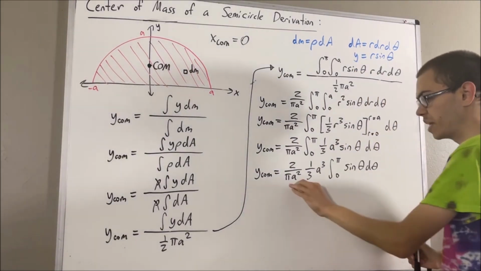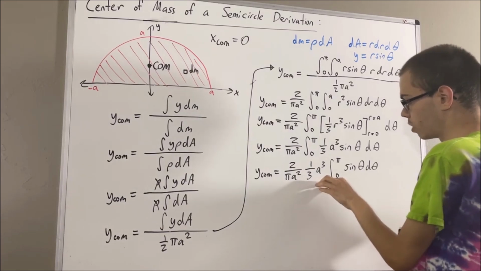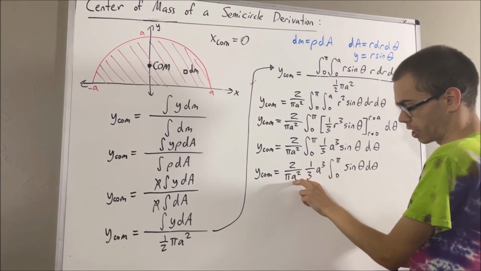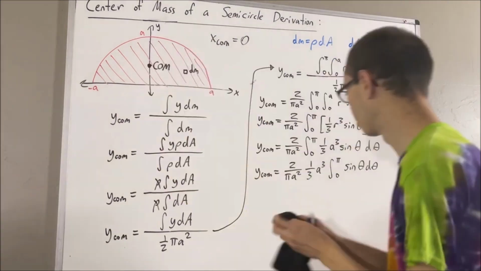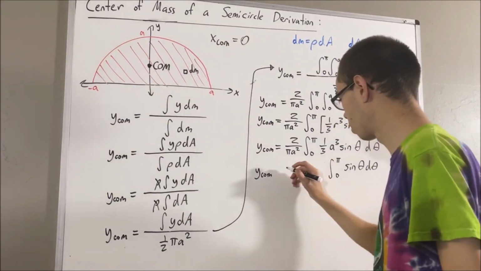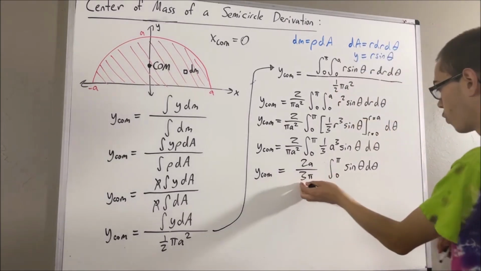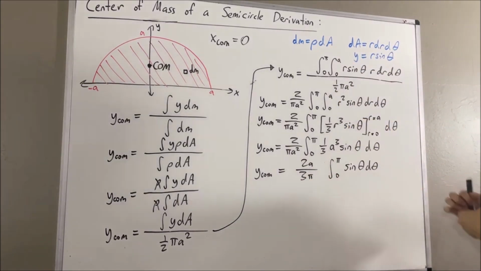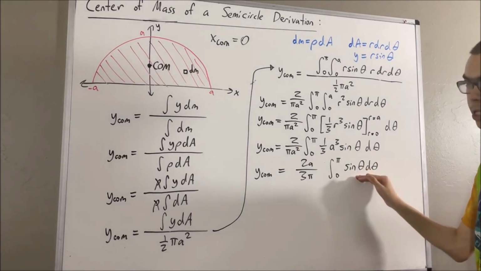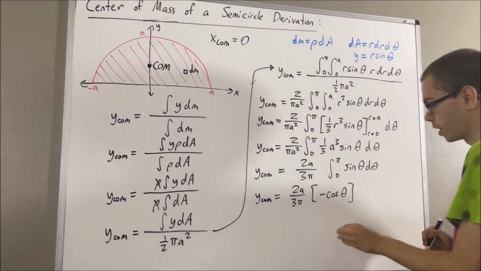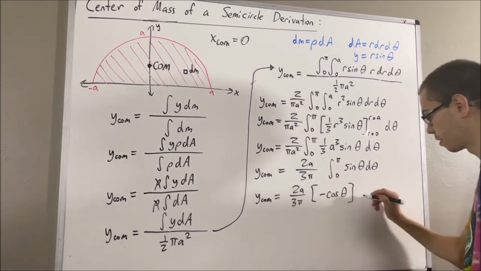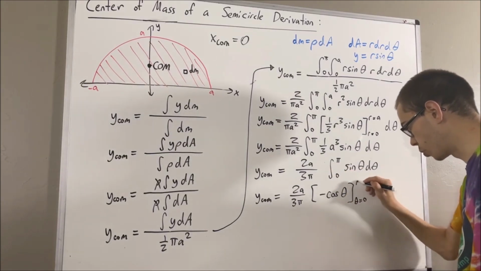Now let's immediately simplify this. We see that a cubed divided by a squared is just a. So this entire thing is just 2a over 3 pi, times this integral. We know that the integral of sine theta is negative cosine theta, and our bounds go from 0 to pi. So I'll write theta equals 0 to theta equals pi.